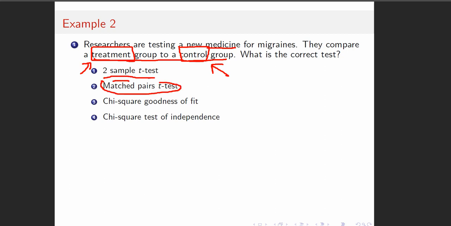Is it matched pairs? Okay, well, the key is whether or not the samples are independent, or whether they're related, right? That underscore REL, related or matched pairs. And they're not. They're different people. If there are 50 people in the study, then 25 are randomly selected to get the medicine, and the other 25 are randomly selected and they get the placebo. So a person cannot simultaneously be in both the treatment and the control. So the correct answer is 1.